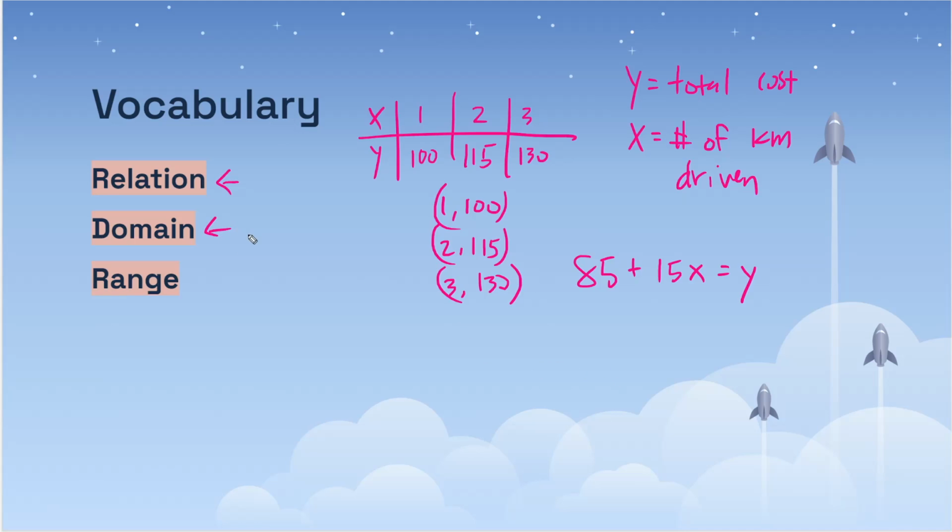The domain of a relation is the set of x-coordinates. So when we look at just the x-coordinates, 1, 2, 3, that's the list of domains. The range is then the set of y-coordinates. So if we were to look at this relation, our domain is 1, 2, and 3. Our range is 100, 115, and 130.